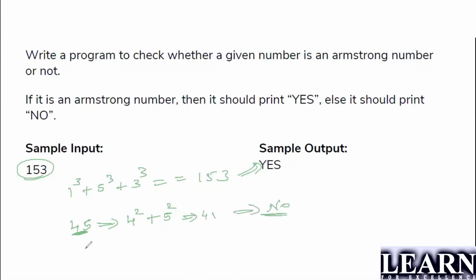Similarly, if I'm going with a 1-digit number, 6, what I have to check? 6 to the power 1 alone. So is it equal to 6? Yes. Then I can say yes is the answer here. So all the 1-digit numbers, 1, 2, 3, 4, 5, 6, 7, 8, 9, are Armstrong numbers. 10 is not an Armstrong number.